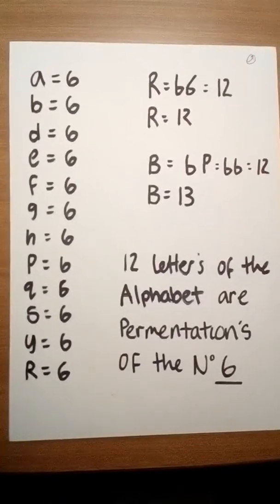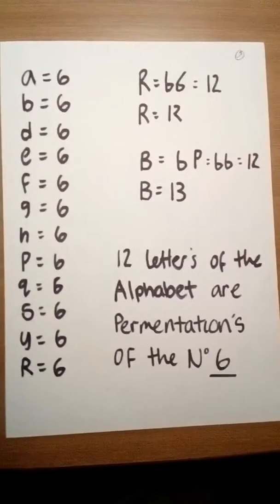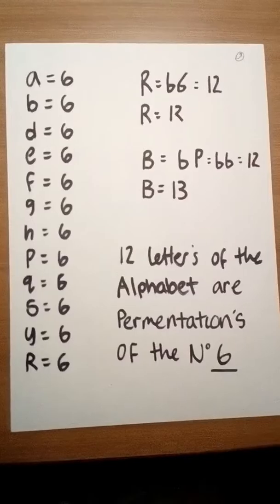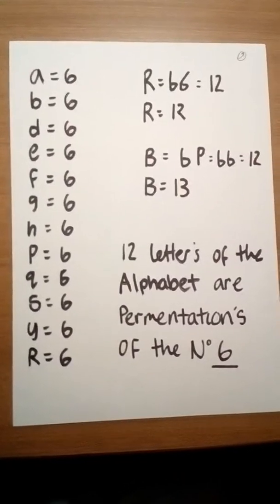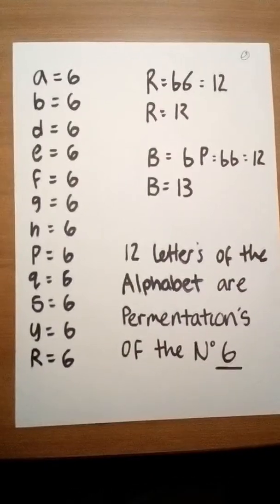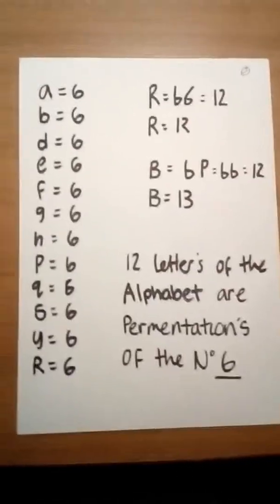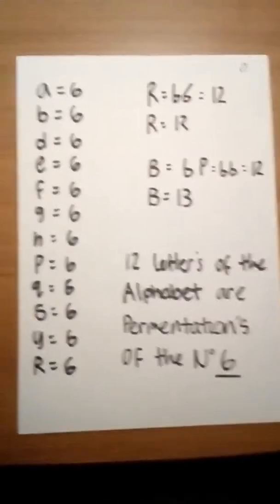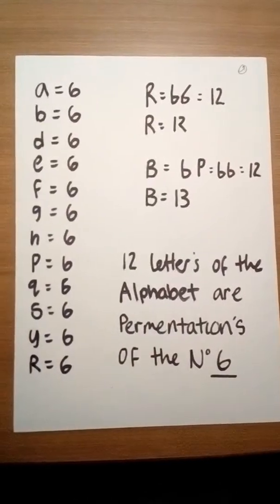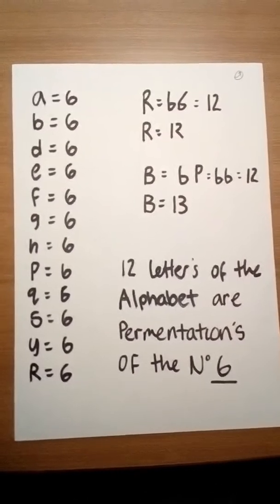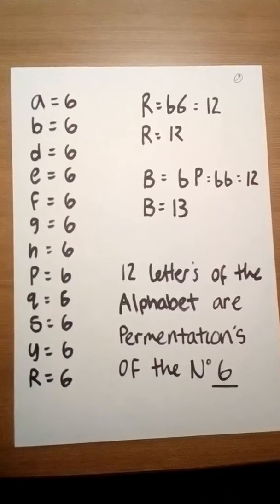Today I'm going to show you some of the research that I've discovered over the past 6 years. I'm going to start with the alphabet. Probably a lot of you don't realise that 12 letters of the alphabet are actually permutations of the number 6.